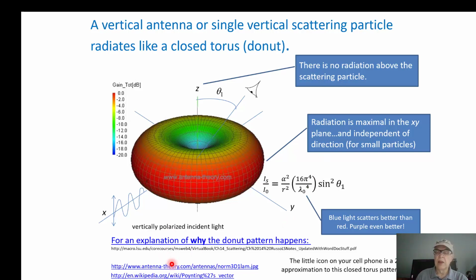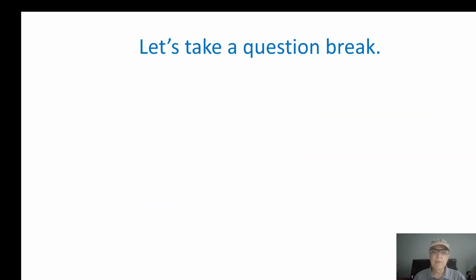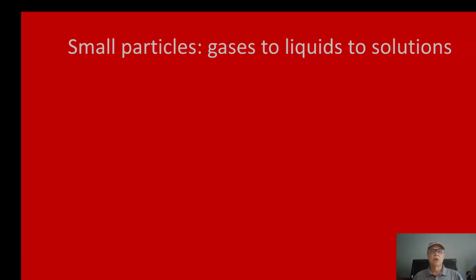Anyway, a better explanation of this appears in the AppTech book. This is actually your virtual book, chapter 14. This radiation pattern should be kind of familiar to you. It's like the icon that you see for wireless. This is pretty well known, and they say there's not much scattering above the cell phone tower. Okay, so let's stop at this point, and we'll continue next time.